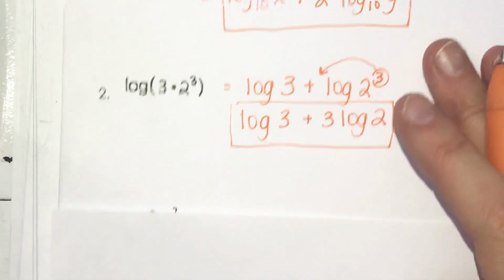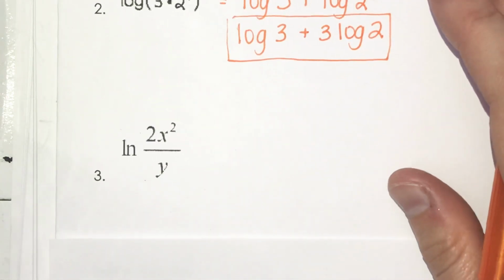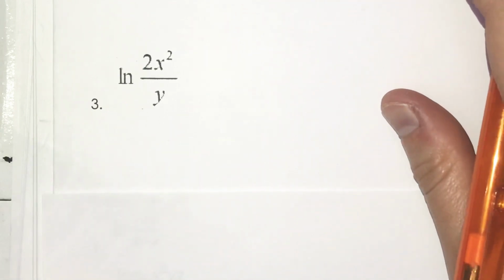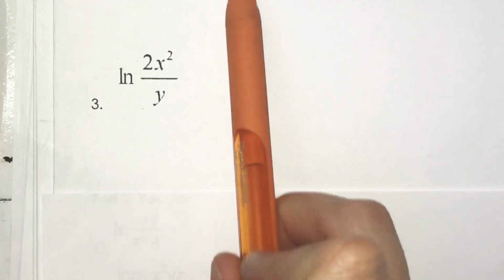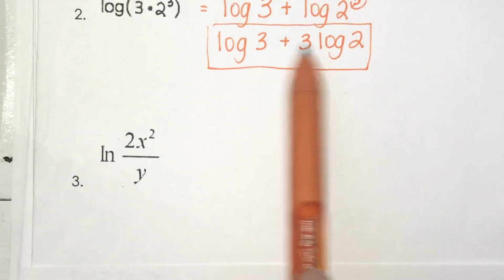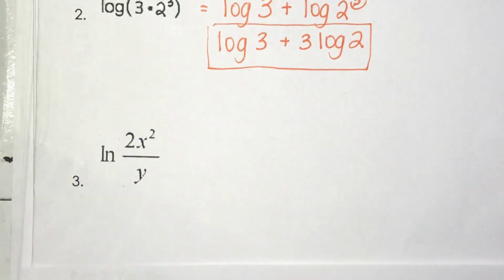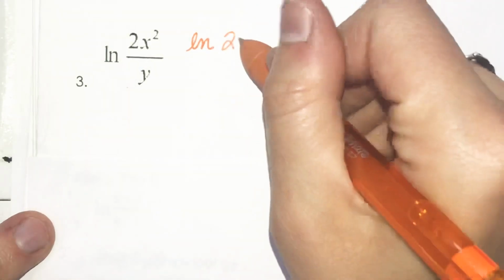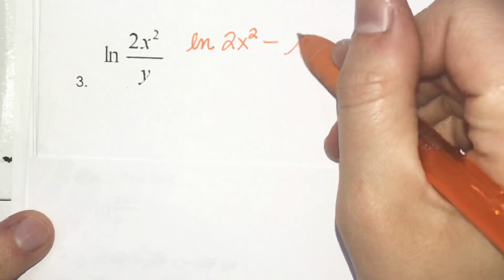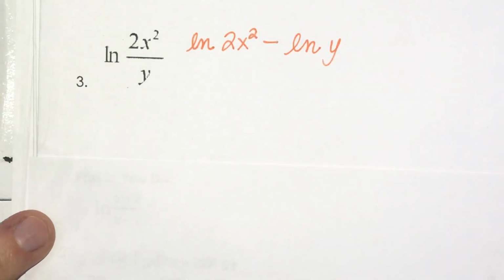Okay, now let's do one more together. Now this one looks a little bit different because it is an ln, and ln means natural log, but we're going to go about it the same way that we would for a normal log. We're just going to make sure that instead of writing log, like up here, log base something, we're going to write natural log and natural log. Okay. So I've got division here, and division means that what I'm really going to do is I'm going to subtract the 2. So I've got the natural log of 2x squared minus the natural log of y.